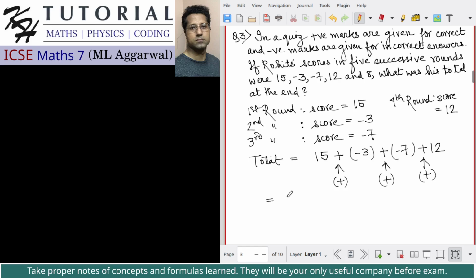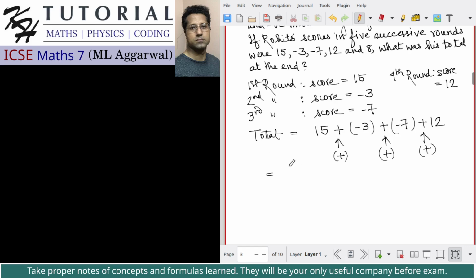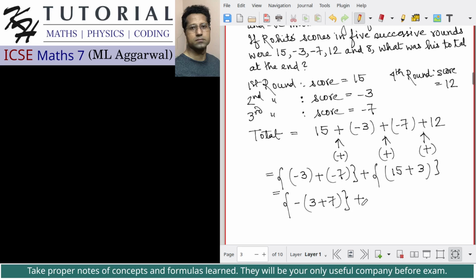So how do we add integers? We group the negative integers and positive integers separately. So I am grouping the negative integers: this is -3 plus -7, and then I am grouping the positive integers, that is 15 plus 3. I will find the sum of the negative integers, which will be minus of 3 plus 7, and the sum of the positive integers will be 18. Finally, the sum of the negative integers is minus 10, and we have plus 18.